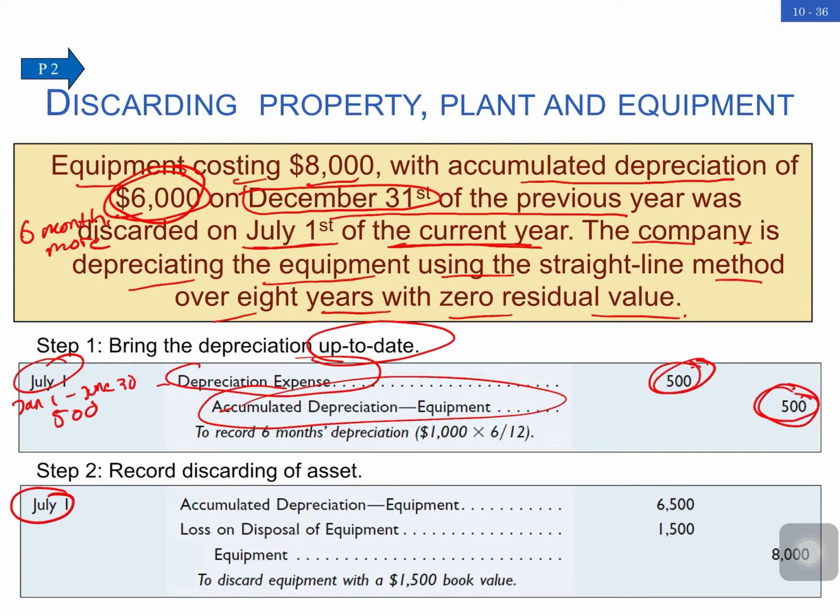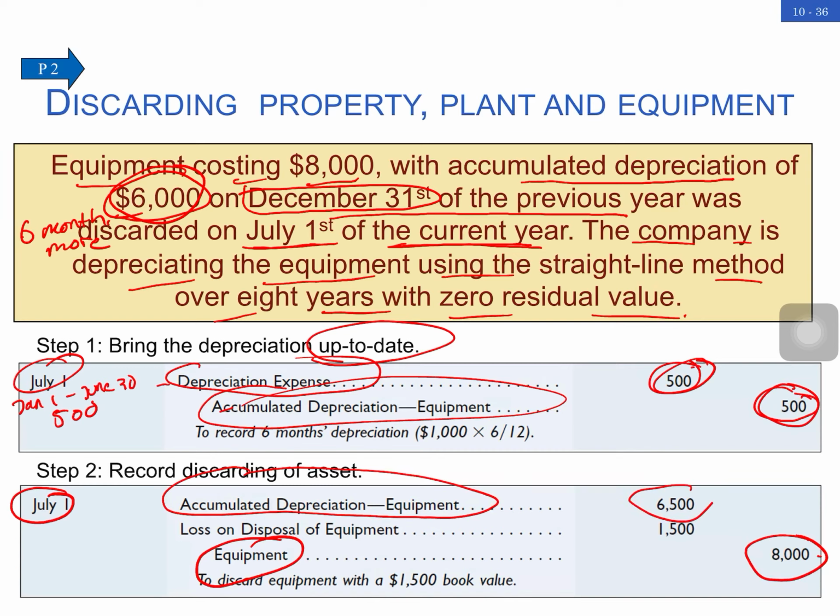And then on July 1 also, when you remove or discard the PPE, you will remove your equipment 8,000, right? And then the accumulated depreciation is 6,500. Not 6,000, but you will add 500. So this one is 6,500. Okay, and then this one is not balanced, right? This one 8,000 and here 6,500, meaning you need another 1,500 on the debit side. What is it? This is loss.